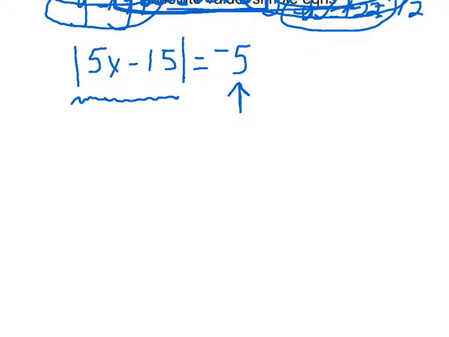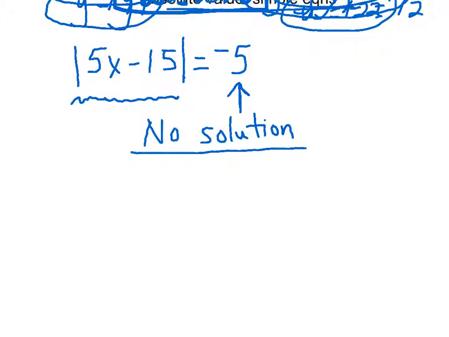And if you remember, the absolute value of something can never equal a negative number. So you don't even have to do anything else as long as you keep in mind that an absolute value of something can't equal a negative number, and you just write no solution. It's impossible to take the absolute value of anything and get a negative number out of it. So sometimes you can save yourself some work if you can keep something like that in mind.